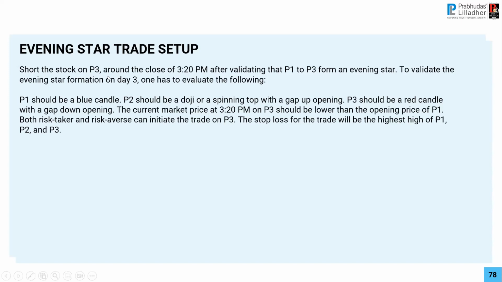So the current market price at 3:20 p.m. on P3 should be lower than the opening price of P1. Both risk taker and risk averse can initiate the trade on P3. The stop loss of the trade will be the highest, that is of P1, P2 and P3. So of course it has to be P2.